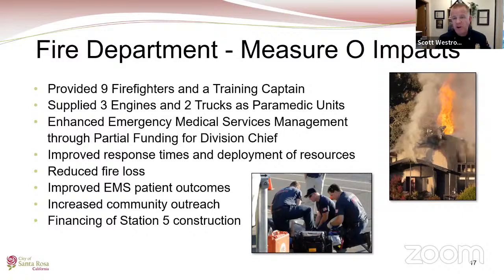The impacts of Measure O for the fire department since inception is it's provided 9 firefighters and a training captain. It supplied 3 engines and 2 trucks, or a total of 5 units as paramedic or advanced life support equipped and staffed. It's enhanced our emergency medical services management through partial funding of our division chief. And as I said before, that's about 65% of what we do on a daily basis. So it's very important that we have that oversight and management in place. It's improved our response times dramatically with our deployment of resources throughout the city, which reduces fire loss and improves EMS patient outcomes and increases community outreach. And then, as we know, and we'll talk about in the upcoming slides, it's financed the construction of Fire Station 5. Next slide, please.